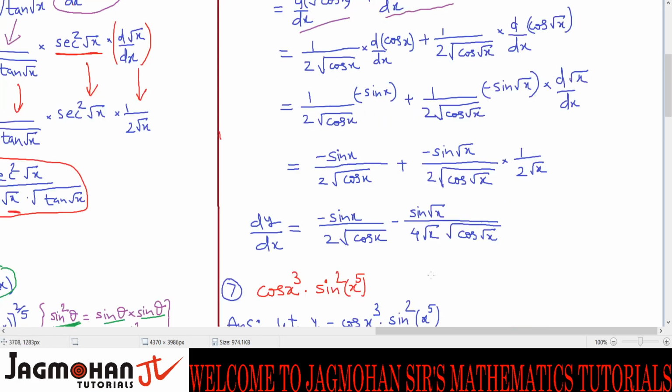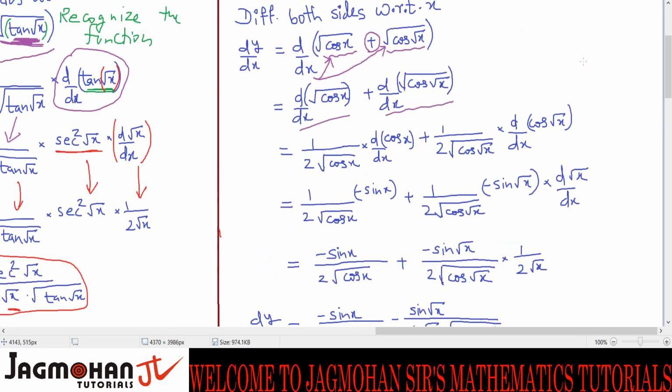Then I go ahead. What is it? I apply d by dx of root of cos x. This is d by dx of a root function, square root function. So d by dx of root f of x. What is d by dx of root f of x? 1 upon 2 root f of x into d by dx of f of x, and f of x here is cos x, plus once again same function, it is a square root function. It is d by dx of root of f of x.